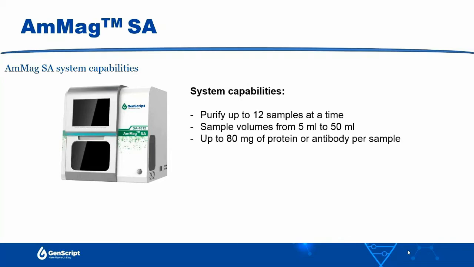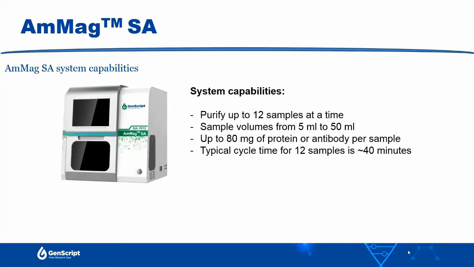So regarding protein recovery and yields, with sample cultures in our lab, we have purified up to 80 milligrams of antibodies or recombinant proteins per 50 milliliter culture using magnetic beads and the MagSA. The actual yields, of course, would depend on expression levels in various cultures.